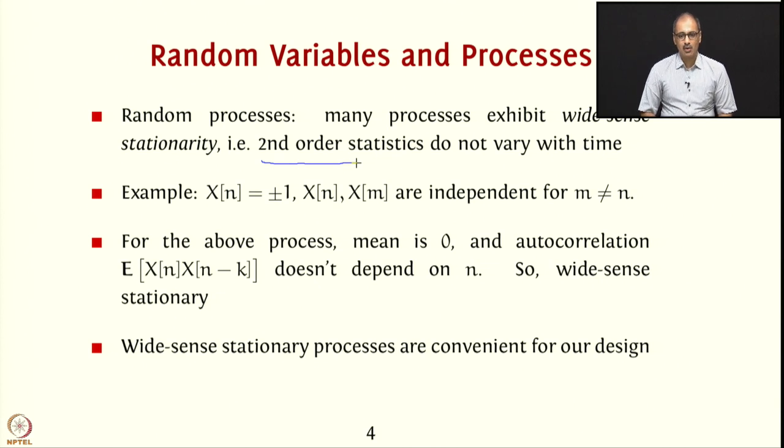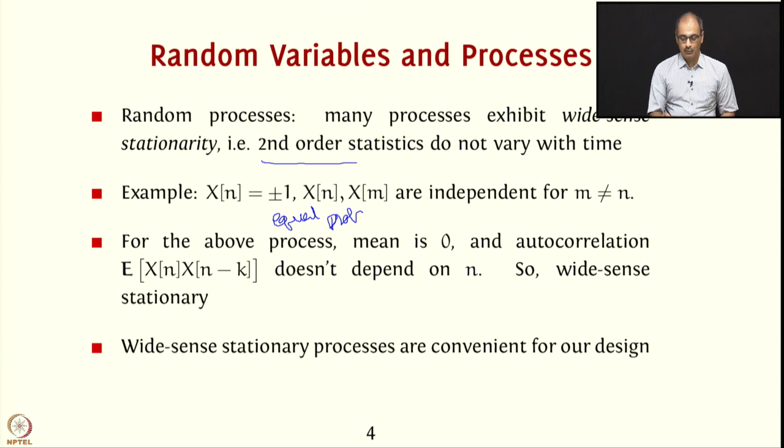Let us take a very simple example of a random process that takes plus or minus 1. It's a discrete time random process that takes the values plus or minus 1 with equal probabilities. For every instant of time, it takes the value plus 1 or minus 1, and these are independent across time. That is, x0 is plus 1 or minus 1 with probability half each, x1 is plus 1 or minus 1 with probability half each, independent of what x0 was, and similarly x2, and so on. It is very easy for you to check that for the above process, the mean is 0. In other words, expectation of xn is 0, independent of n. That is, its first order statistics do not vary with time.